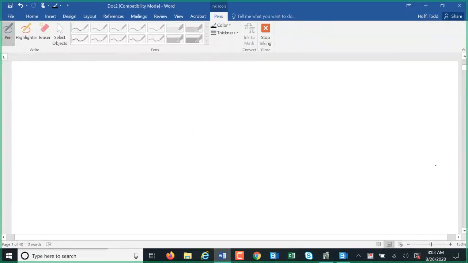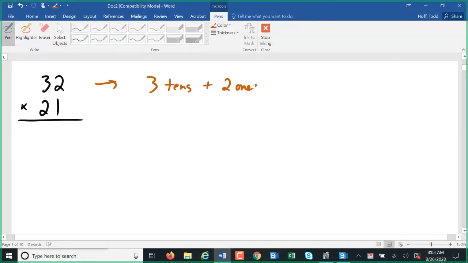Let's look at multiplication. Keep it fairly simple, something like 32 times 21. This one I am going to write out in long form, in full form. So 3 tens and 2 ones, and 2 tens and 1 one.